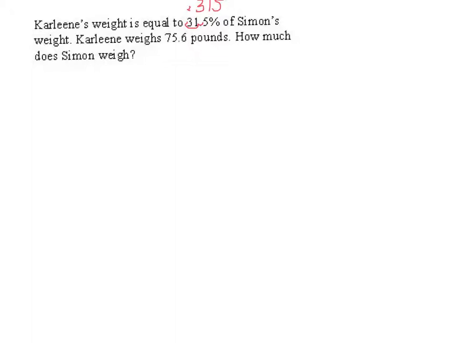And I'm going to let Carlene's weight be K and Simon's weight be S, so I can write a little equation. So I've got K is always means equals, of always means times. Oh, I have an equation. So K equals 0.315 times S. And then they told us that Carlene's weight was 75.6 pounds.